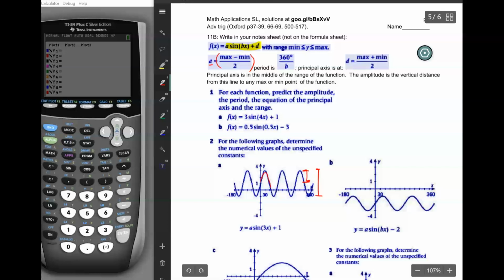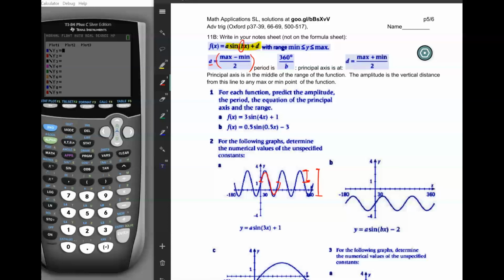The period is how long it takes to go through one full cycle. So one full cycle would be to start at a certain position and end at a similar position one cycle later, right? And what is the width of this function? That would be the period. And the way you figure out the period is you take the value b, and then you take 360 degrees and divide by b. That gives you the width of the function.